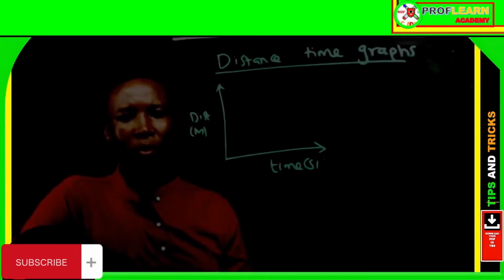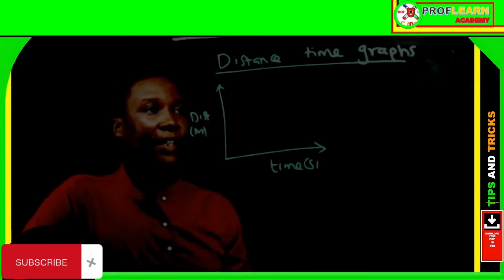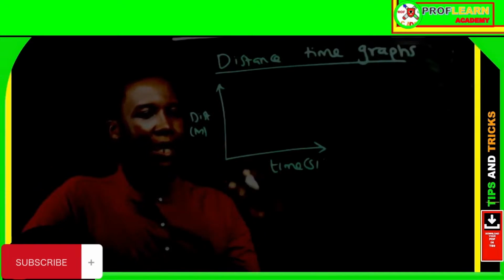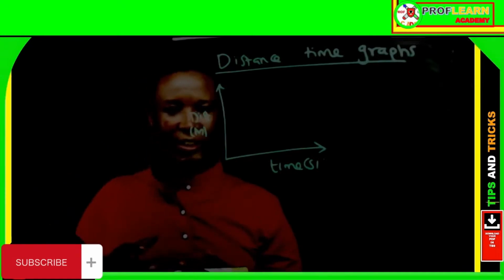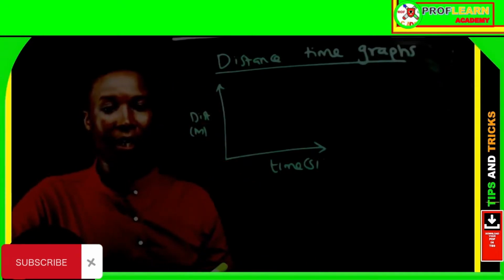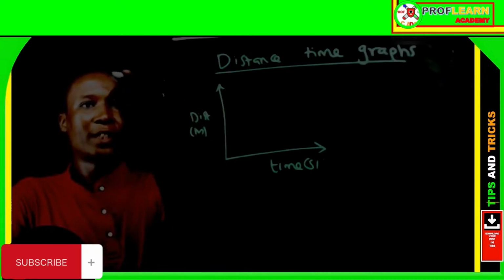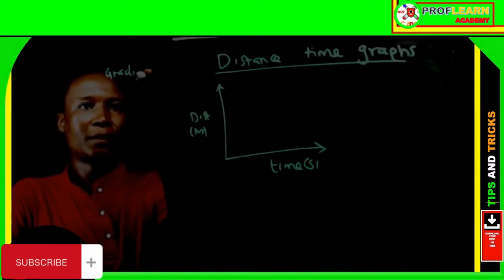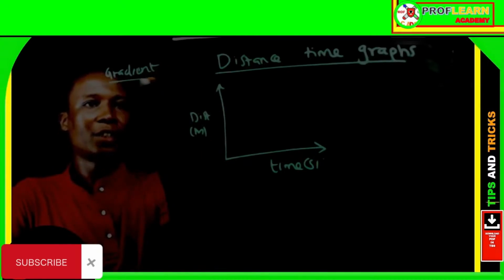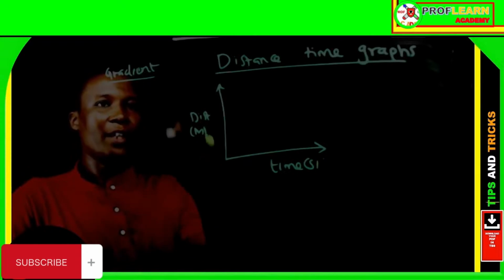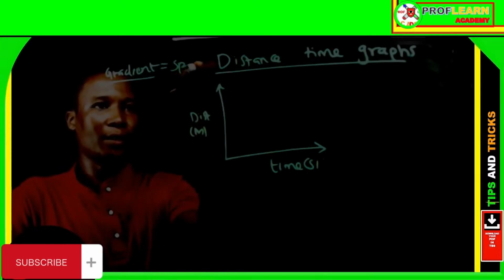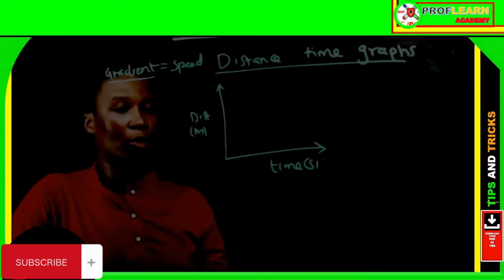So what you need to know here, the gradient and the area of the graph are going to be the features of the graph that we are going to look at. So if we are talking about the gradient of a distance time graph, it is going to give us speed.